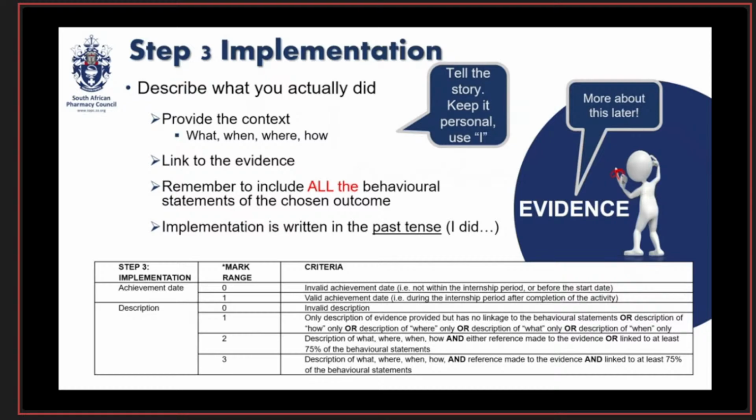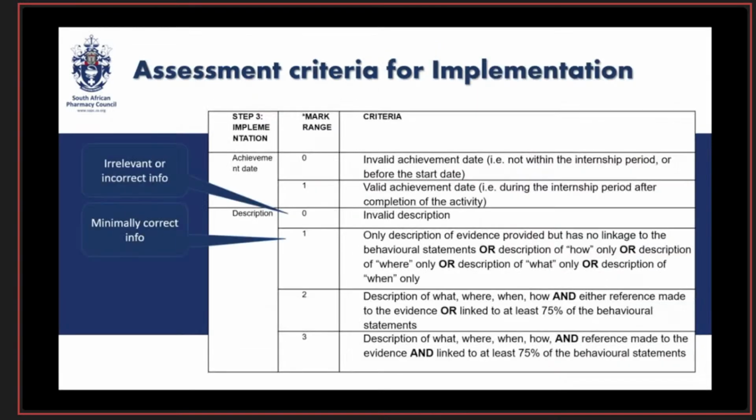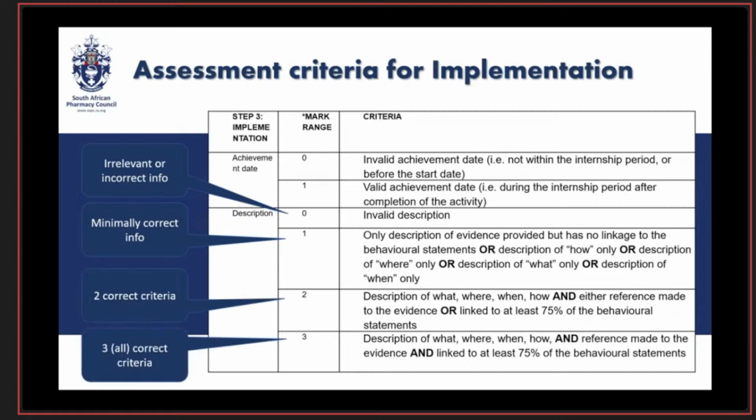So again, we aim for a 3, description of what, where, when, and how, and references made to the evidence, and it links to at least 75% of the behavioral statements. Again, you can see if you use this, there is no way that you will not be successful if you evaluate your own activity before you submit and make sure that you've included all the criteria that should be included for the implementation phase.